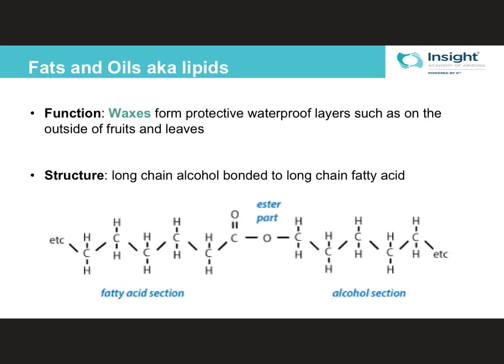Now, one last type of lipid you want to be familiar with are waxes. So waxes do occur naturally. They form waterproof layers on the outside of things like fruits and leaves. And their structure is, there's a fatty acid section, so a long tail, attached via an ester to an alcohol section.